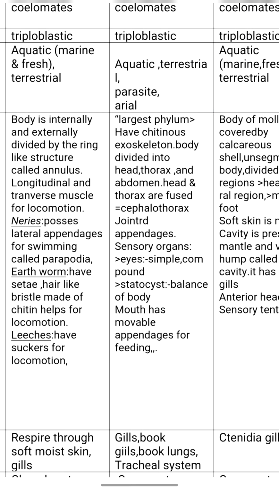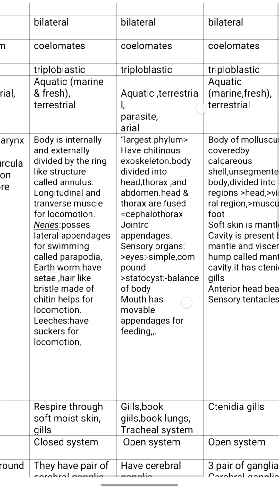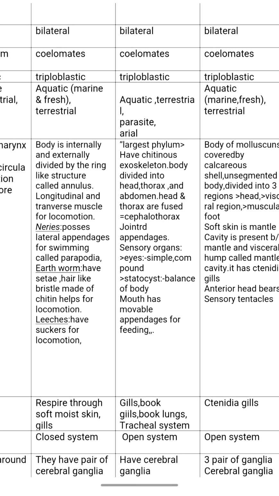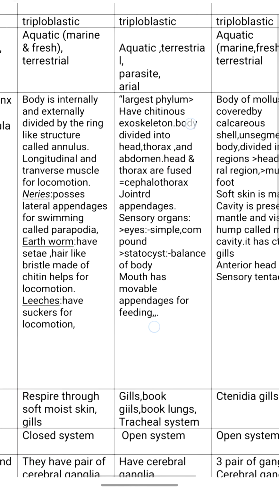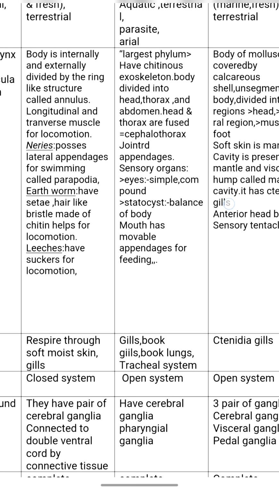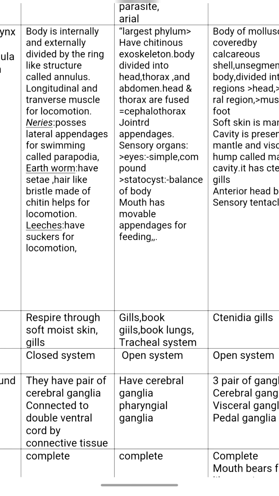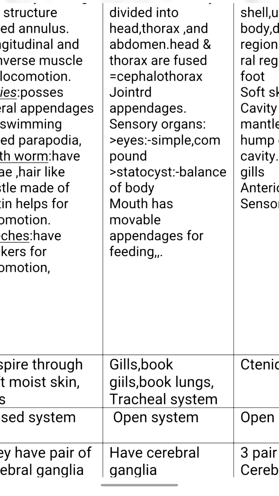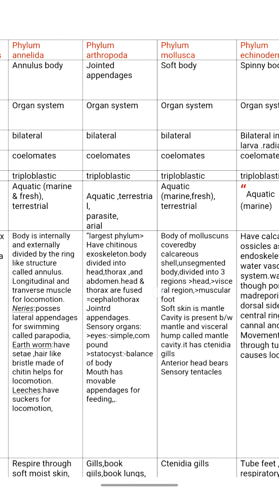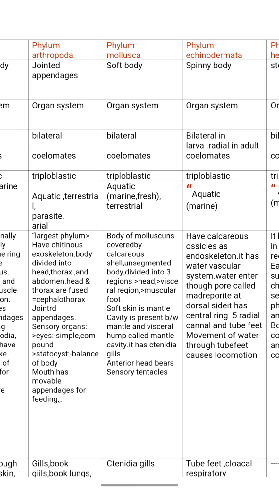Next, the body is divided into head, thorax and abdomen. Sometimes the head and thorax get fused to form the cephalothorax. I have already said jointed appendages, and obviously remember sensory organs will be there. You have eyes, which may be simple or compound, and statocysts, which help in balancing the body. Also the mouth will have some movable appendages which help in feeding. Okay, now let us move on to the next phylum.